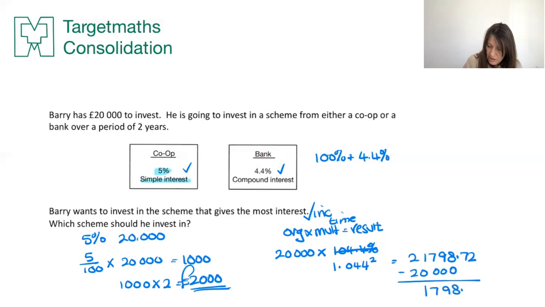that this is not going to be quite the same amount of money. So which scheme should he invest in? He should invest in the co-op. That's the one. And make sure you do answer that question as well, all right? Otherwise, it's just working out without you showing that you've understood what you've done.